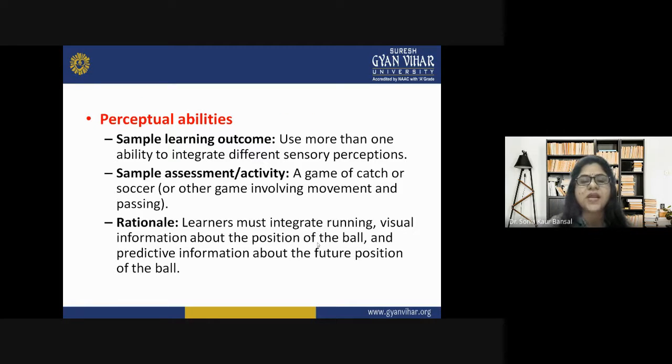Now let's understand the third category, that is perceptual abilities. The sample learning outcome is to use more than one ability to integrate different sensory perceptions. The activity which can be given to students is a game of catch or soccer or another game involving movement and passing. The rationale is that learners must integrate running, visual information about the position of the ball, and predictive information about the future position of the ball. This is how perceptual abilities are also developed in the psychomotor domain.